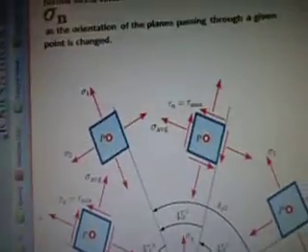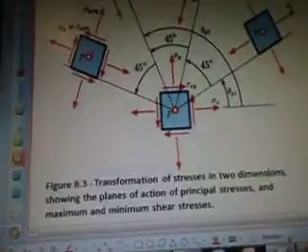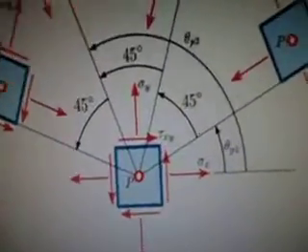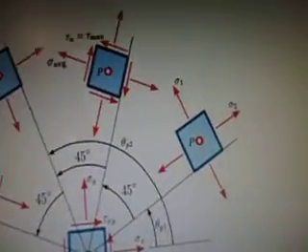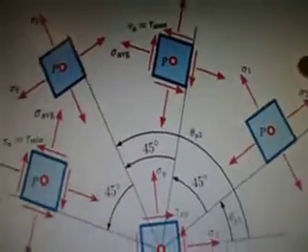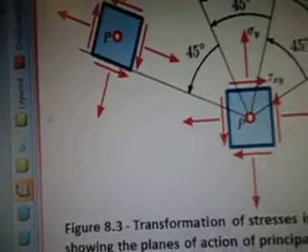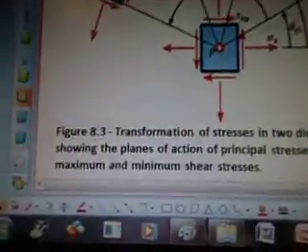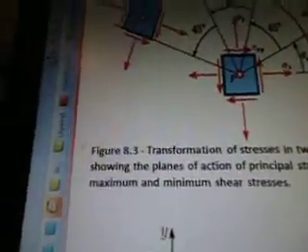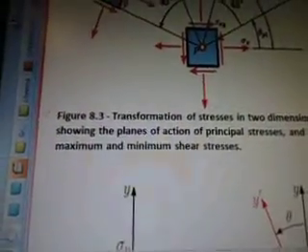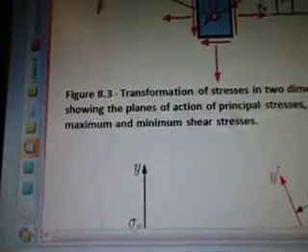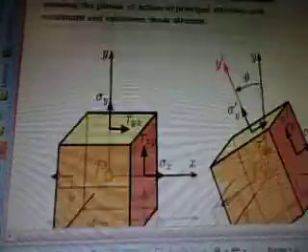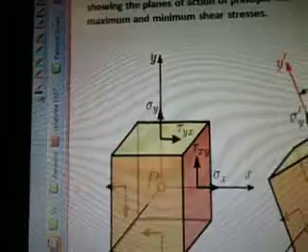So here's a really big graph for you to look at. You see that? It's got all these degrees and stuff. It's hard to read. It's got those circles, σ1, σ2, τmax, σ1, σ2, τmin. So maximum. And again, you go to Wiki, you can look at this. This is figure 8.3, transformation of stresses in 2 dimensions showing the planes of action of principal stresses and maximum and minimum shear stress. Okay, so here's another graph that came up.